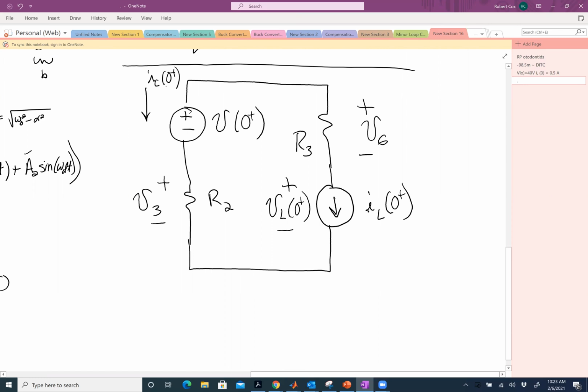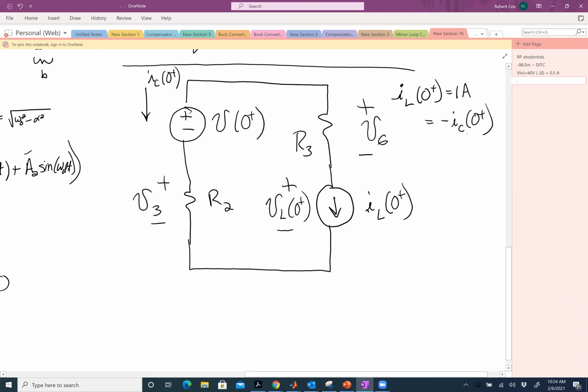One thing I can see right off the bat is that the current in this circuit is fixed at the value of IL 0 plus, because I have a current source pushing current through that loop. So the current in every device here is IL of 0 plus, which was 1 amp. And that is equal to minus IC of 0 plus, because I've defined the current to be going in the opposite direction, which means that capacitor immediately starts to discharge. So I now have the value of IC 0 plus.